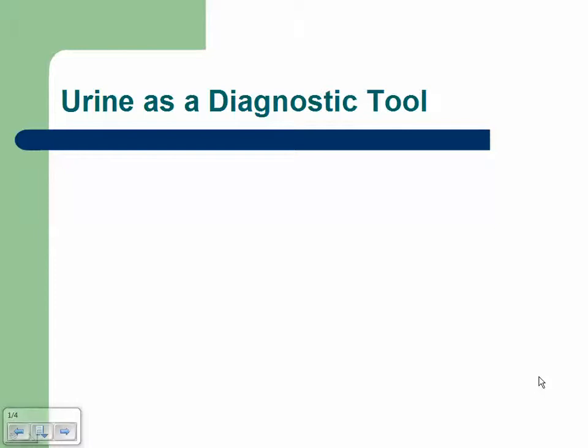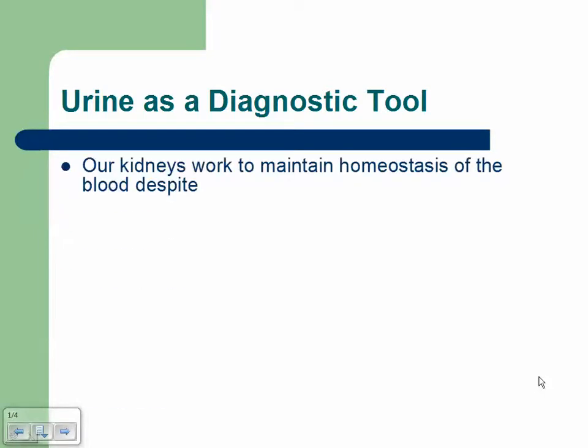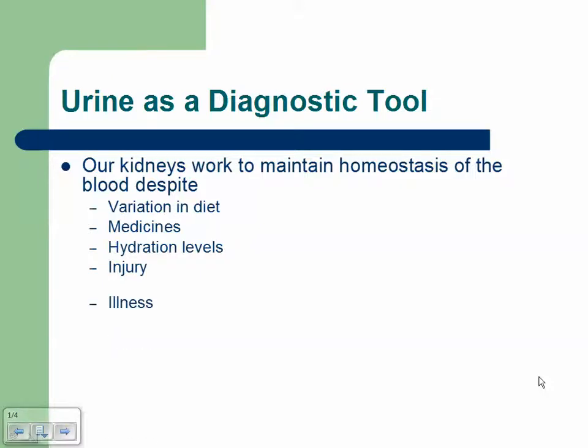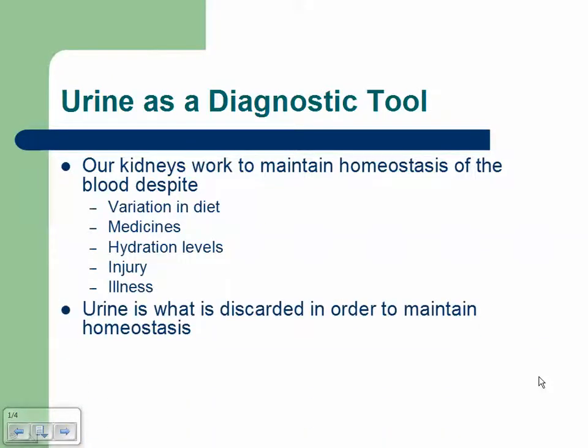So it's very good because it's easy to get without being invasive, but it's also good because our kidney's job is to keep the homeostasis of our blood. So keep that in mind. We're trying to keep our blood even, not our urine even. Okay? And we keep our blood relatively even if we're having changes in our diet. Okay, we don't eat the same thing every day. Maybe we're taking some medicines. Maybe we have different levels of hydration each day. Maybe we're injured. Maybe we're sick. Despite all of these things, our kidneys work to keep the levels in our blood the same.